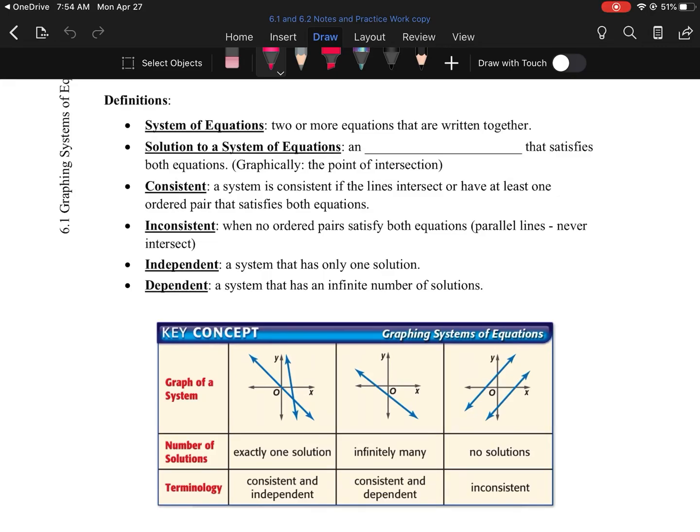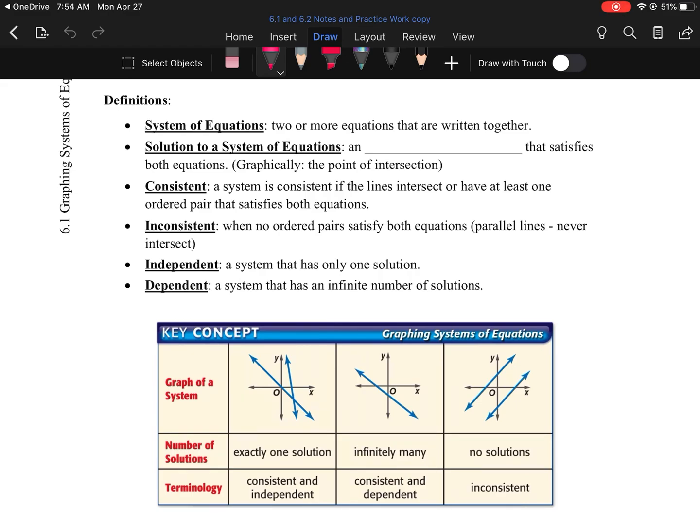Today's lesson is section 6.1, and it's graphing systems of equations. So we have a couple definitions to get through today, so let's go ahead and get started. First of all, a system of equations is two or more equations that are written together. And today, since we're graphing, we're going to be graphing them together.